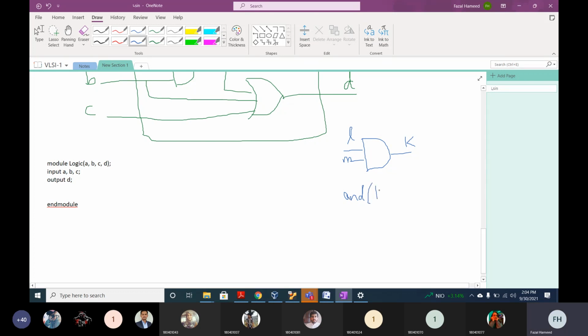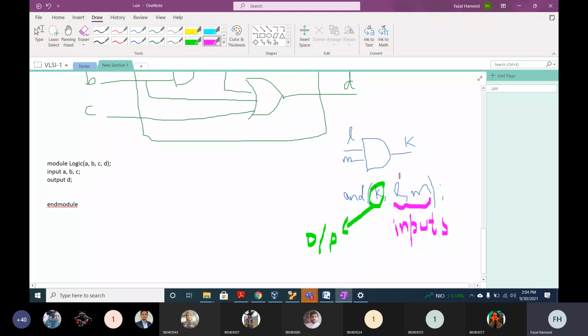The first one is the output K, and the others are the inputs. L and M are the inputs. So the output is always on the left-hand side. This is your output, and these are your inputs.